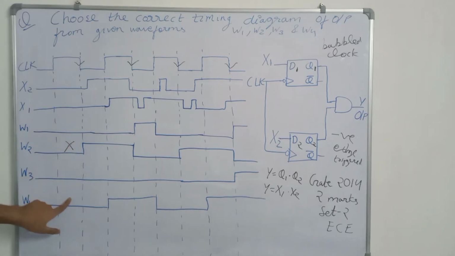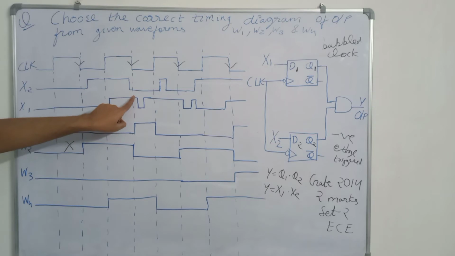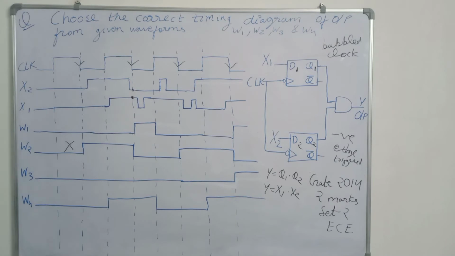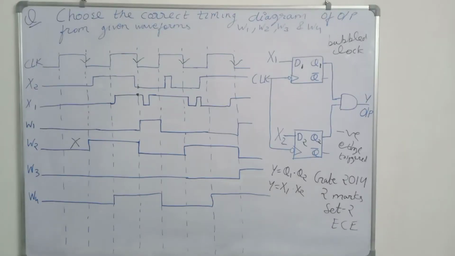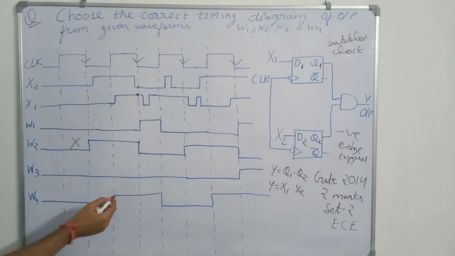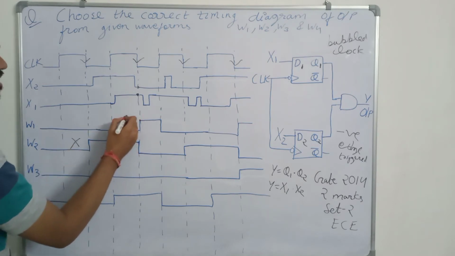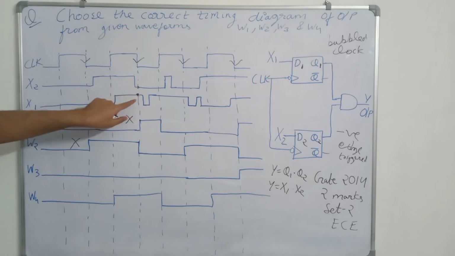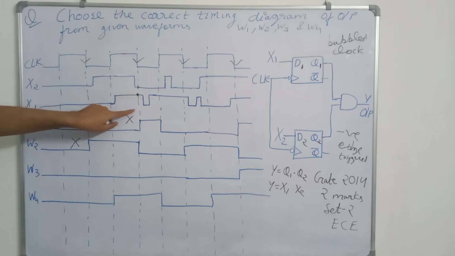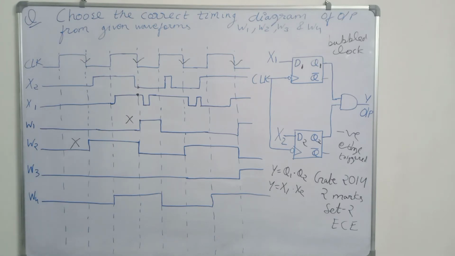W3 and W4 are 0. Now at this negative edge x2 is 0 but x1 is 1. Again the ANDing of x2 equal to 0 and x1 equal to 1 should be equal to 0. But here W1 goes to 1. So W1 cannot be correct, because at this negative edge the output should be 0 only.